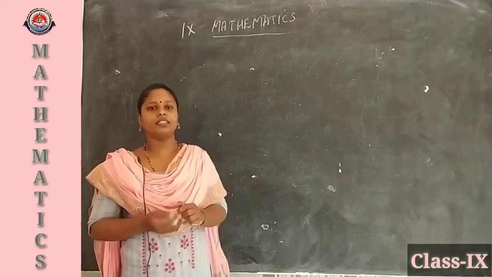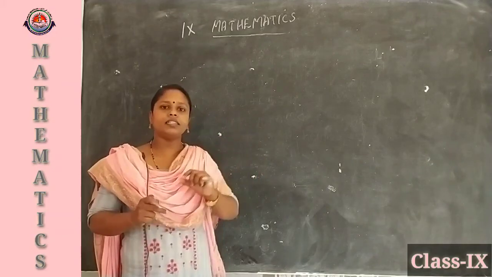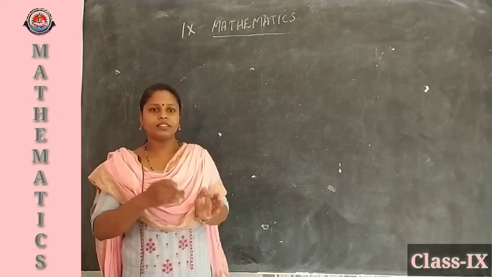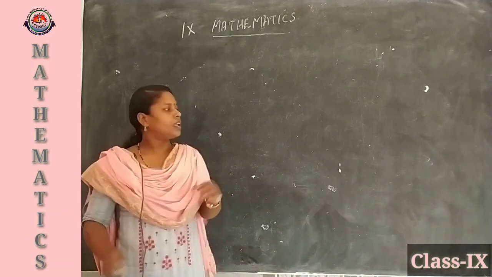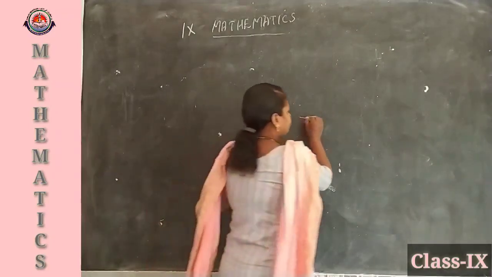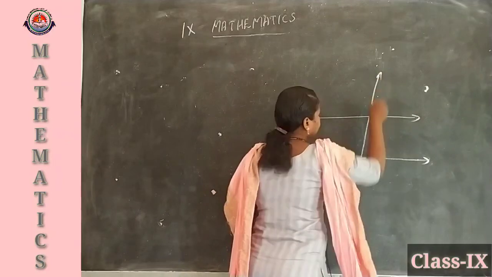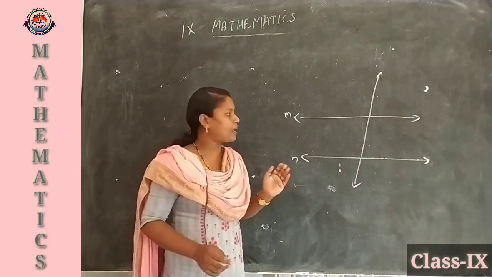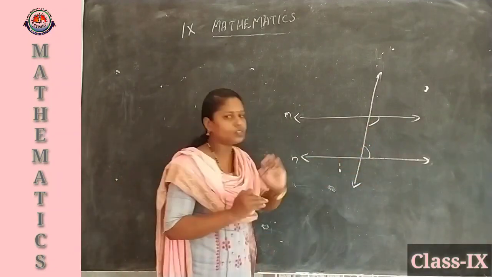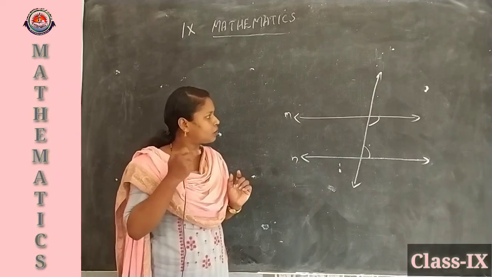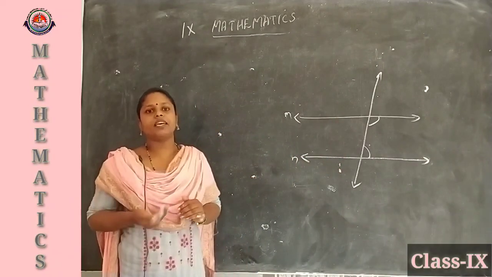The same for alternate interior angles. If the lines are parallel, alternate interior angles are equal. And if the alternate interior angles are equal, the lines will be parallel. Then in the same way for co-interior angles, the interior angles on the same side of the transversal. If M is parallel to N, then the co-interior angles are supplementary, that is, the sum of the pair of co-interior angles is 180 degrees. And if the sum is 180 degrees, then these two lines will be parallel. I think these axioms and theorems are clear.